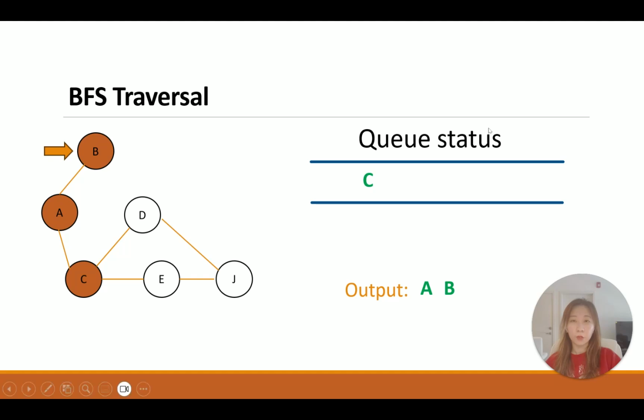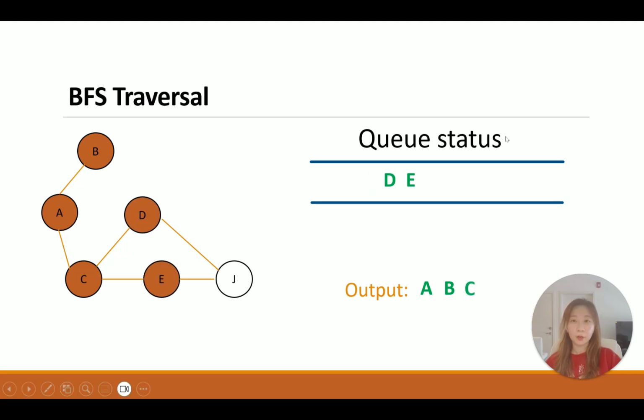And now we move on to C, which is next in the queue. C has three neighbors, A, D, and E. A is already visited, but D and E are not yet visited. So we enqueue them, then mark them as visited. Once that's done, we will dequeue C and add it to the output.